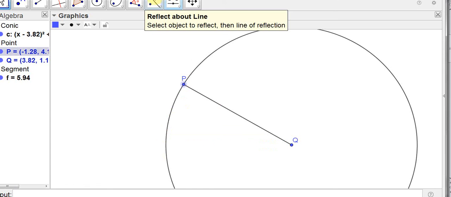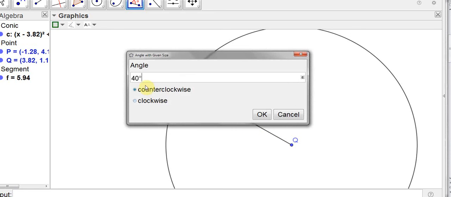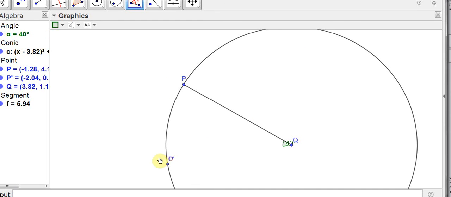But where is it exactly? Well, we are going to go counterclockwise. So I'm going to use my angle tool here. If you didn't have software, we would just do this with a protractor. So we're going to go 40 degrees counterclockwise. And there it is. That's where P prime would appear.